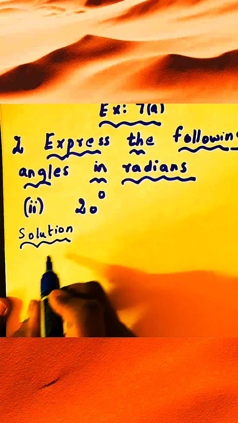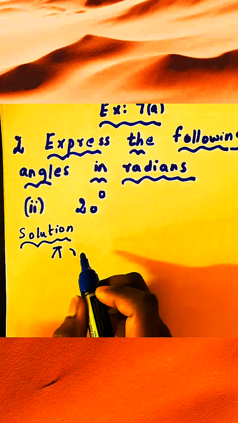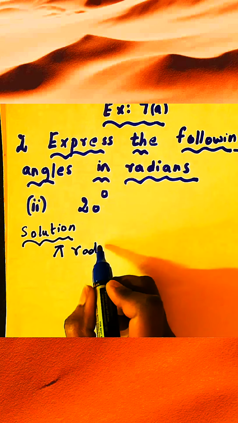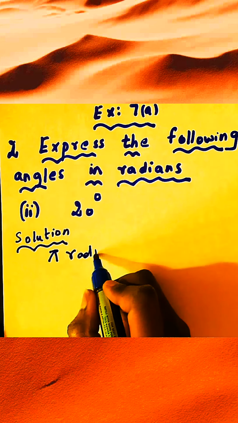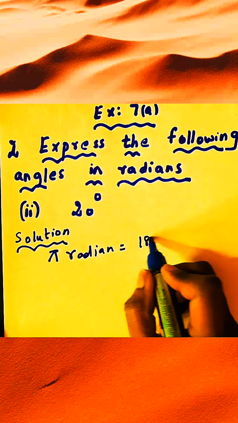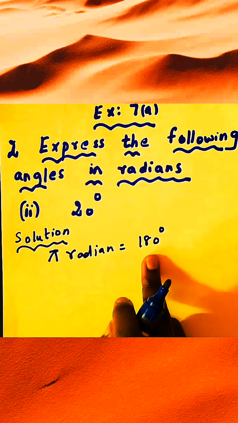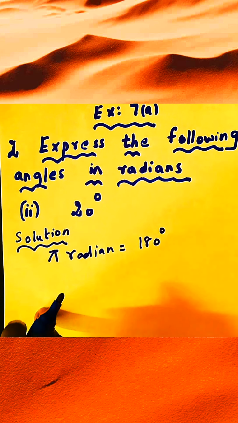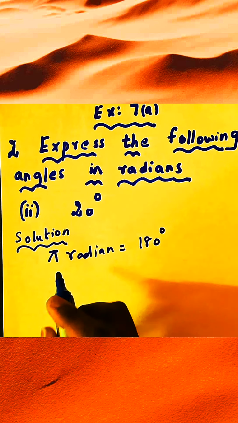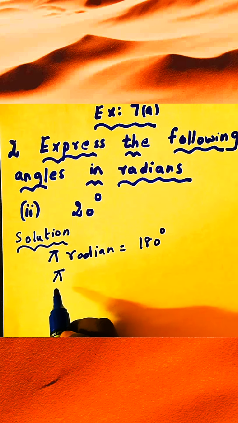So we know pi radian is equal to 180 degree. Am I right? We already know that relation. So in order to bring it as 1 degree, I can bring 180 to the other side. Right, friends? So I can write this as pi by 180 radian.